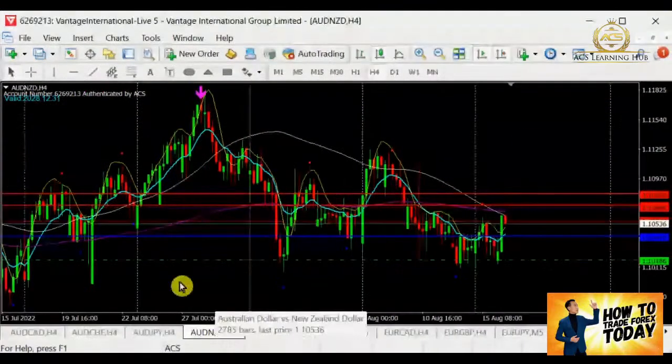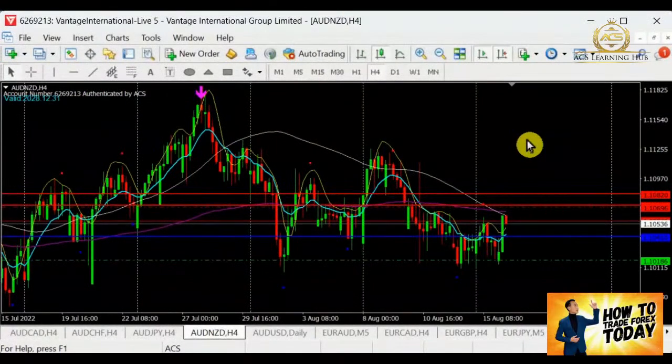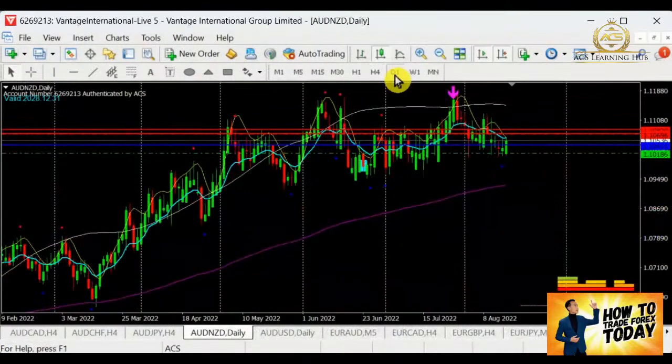Then of course Aussie kiwi. So Aussie kiwi over here, let's take a look. The trend here is still on the move to the moon. So the bull is still running.